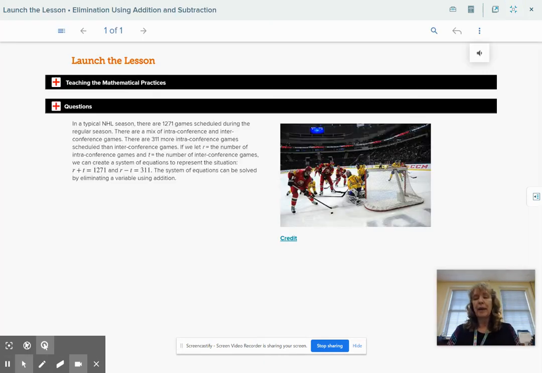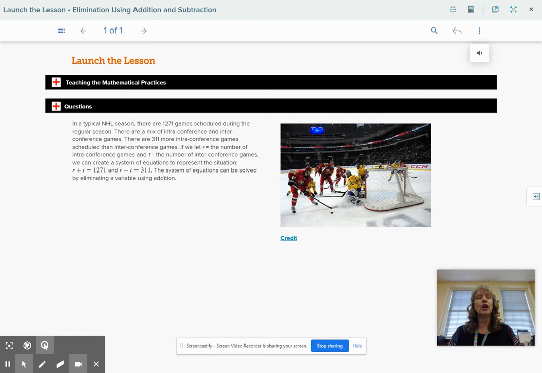So let's take a look at how you might use this in a real life example. And we're going to talk about a typical NHL hockey season. There's 1,271 games on the schedule for the regular season. And some of those games are a mix of intra-conference and inter-conference games. Intra-conference is where they play teams that are not in their division, and inter-conference are teams that they play in their division. And if you know anything about hockey or baseball or football, everyone's divided into a division. So what they're saying is that there are 311 more intra-conference games, so games outside of your conference, than there are games inside the conference.